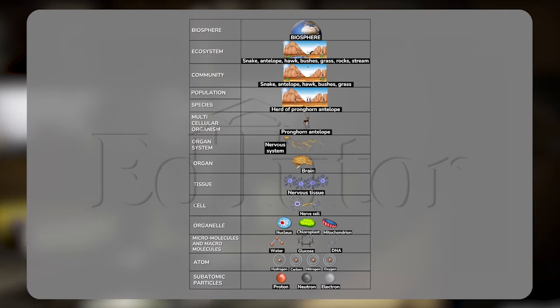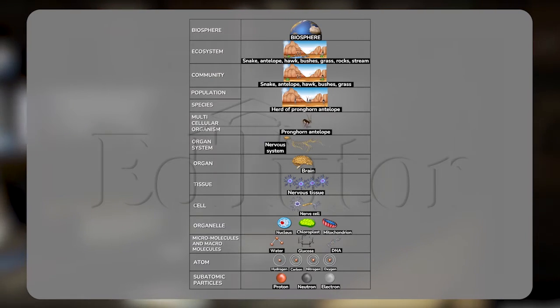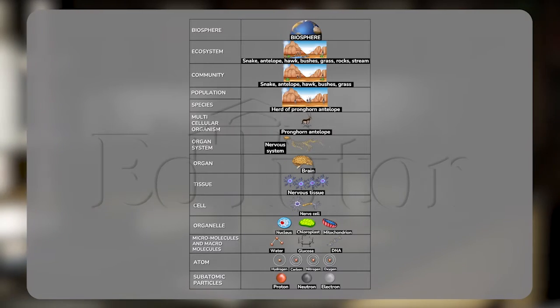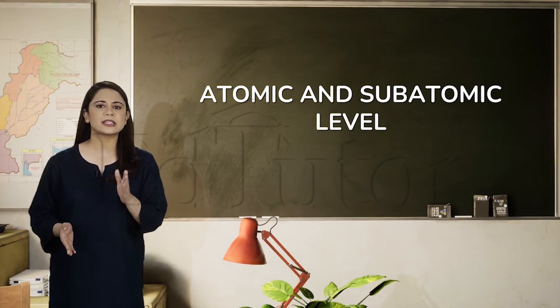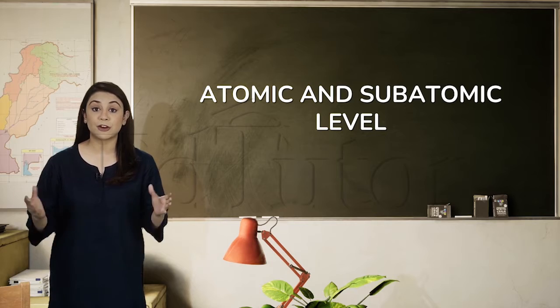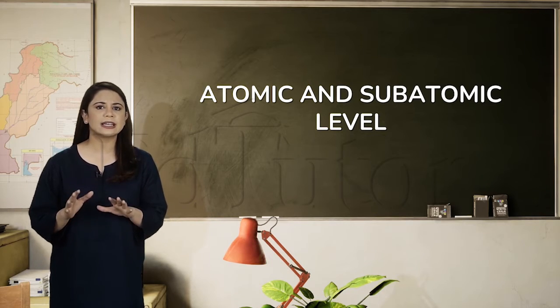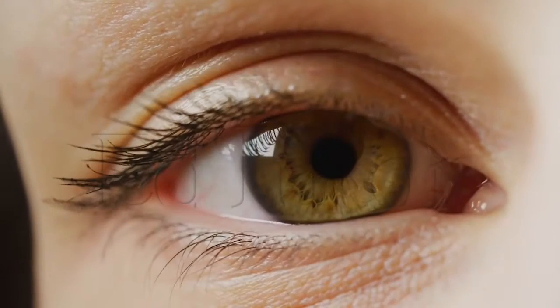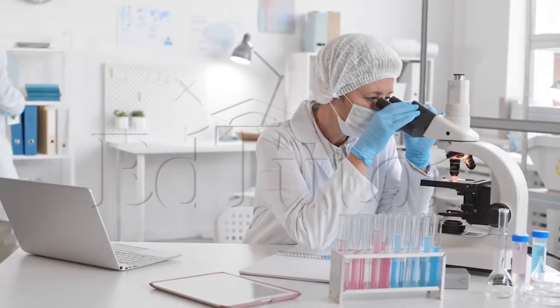So, in this figure, you can see multiple levels of organization. Let's start from the bottom and work our way up to the top. Come on, my young biologists. Put your thinking caps on and let's go. So, starting right from the bottom, we have the structures that cannot be seen by the naked eye, not even by a light microscope.